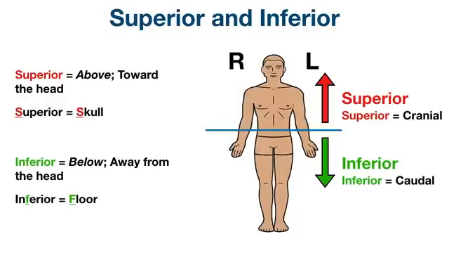Another name for superior is cranial, which makes sense because we're moving toward the cranium or head. Another name for inferior is caudal. Caudal means tail, so it makes sense that inferior is also known as caudal because we're moving toward the tail or away from the head.